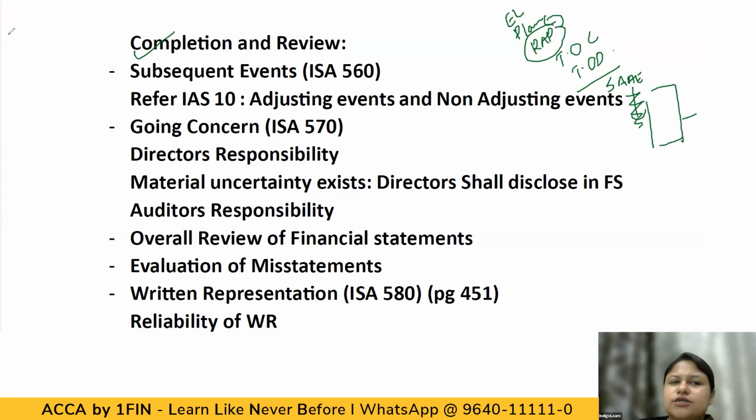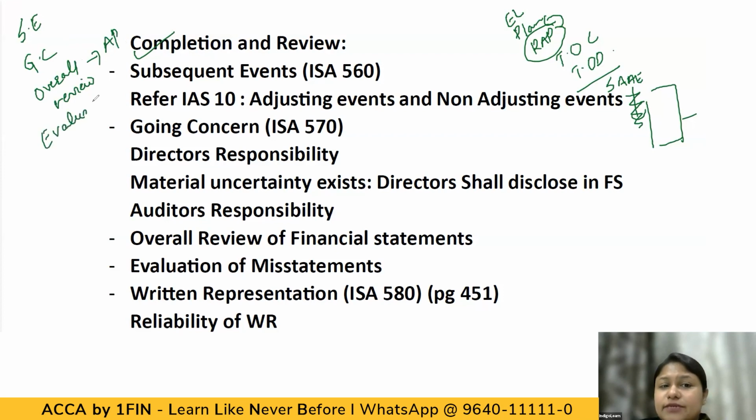And these basically talk about matters such as subsequent events, going concern. Okay, it talks about overall review. Then it talks about performance of some analytical procedures at the end. So that comes under overall review. Then we also talk about evaluation of misstatements. Correct? And then finally, now the auditor is in the position that he will be able to give an opinion.